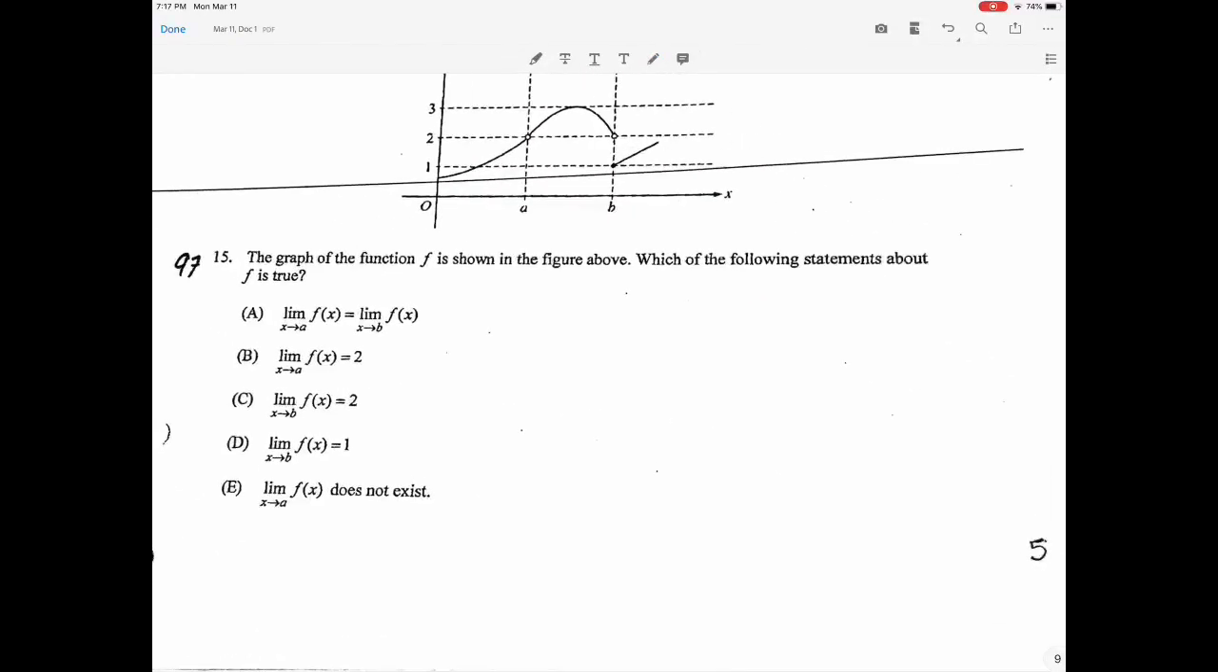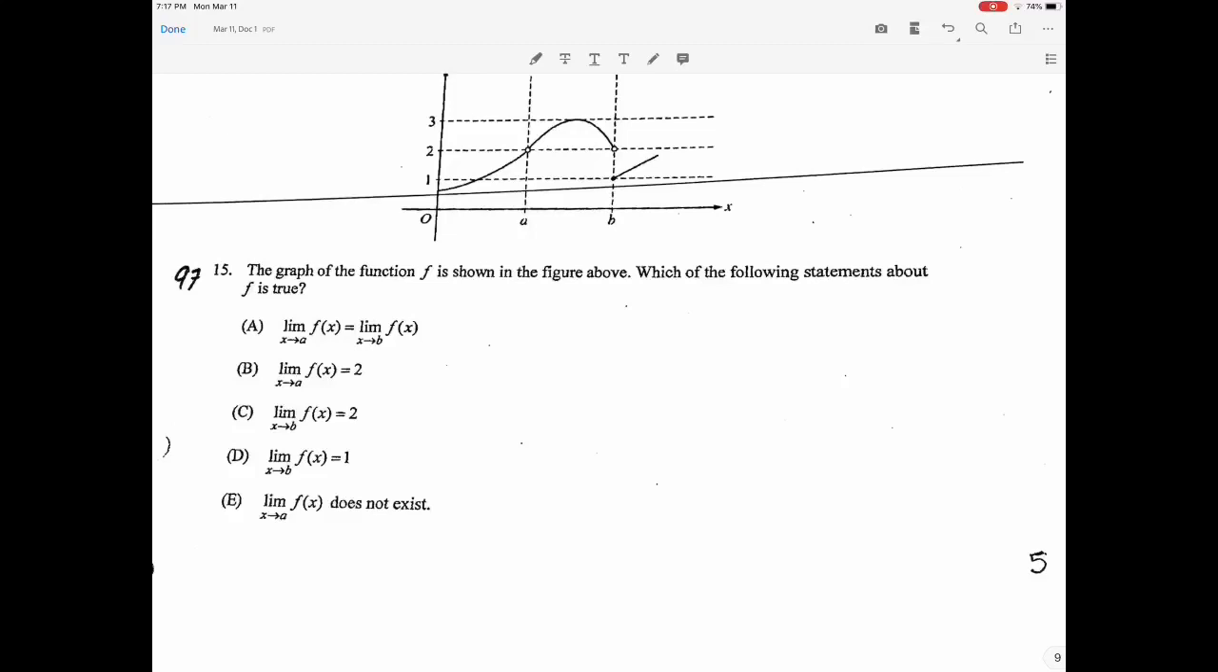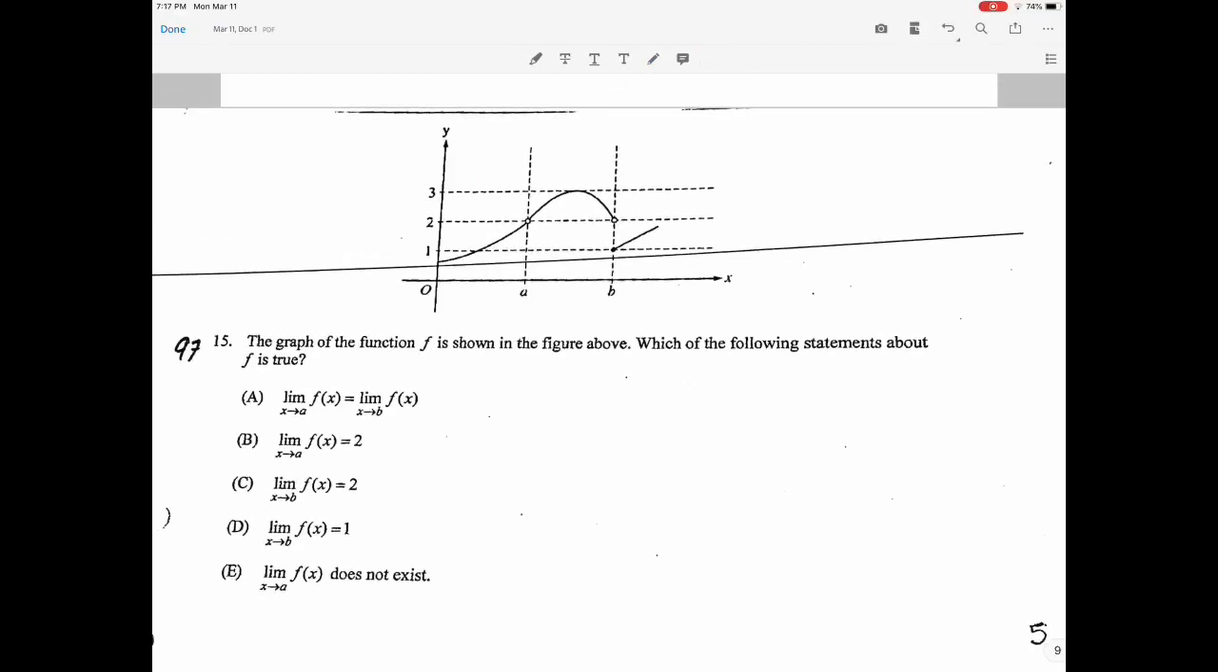Now we go to the last question, question number 10, which says the graph of the function f is shown in the figure above. Which of the following statements about f is true? So we look at the first statement. Limit as x goes to a of f of x is equal to limit as x goes to b of f of x.